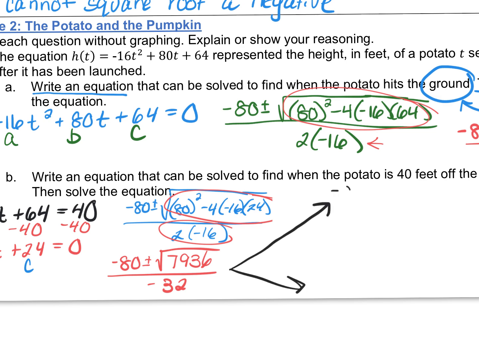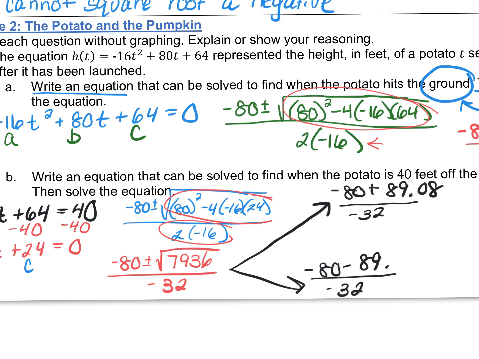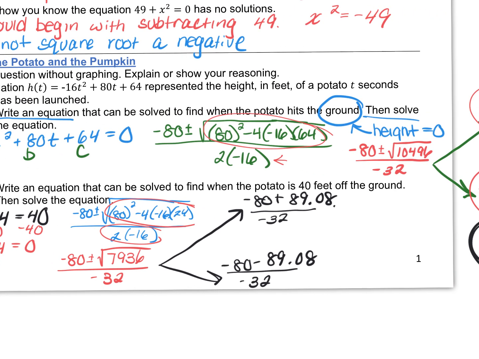One where I'm going to add, so negative 80 plus whatever that square root is divided by negative 32, and then negative 80 minus whatever that square root is all over negative 32. Okay, so let's go ahead and square root that answer, and we get 89.08.